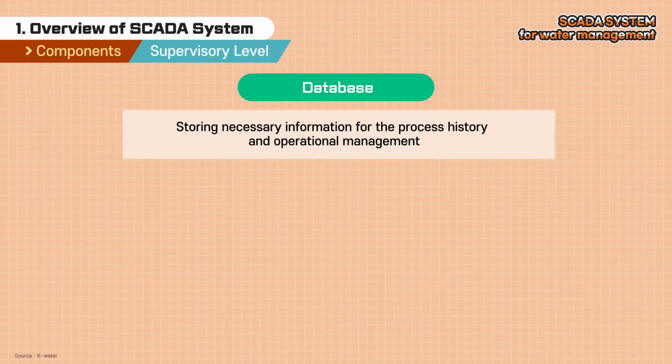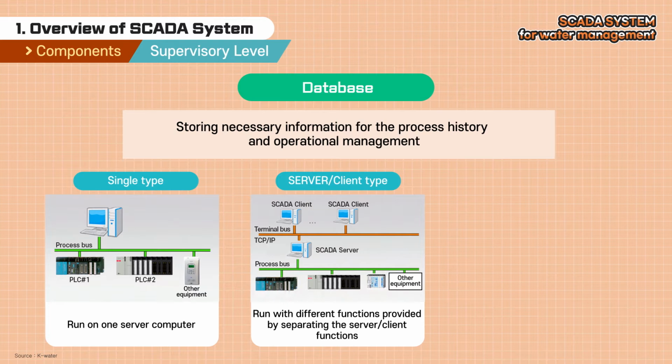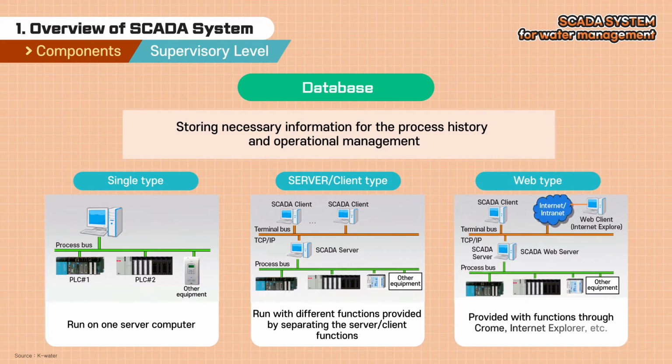The types of database are divided into single type, server-client type, and web type. The single type is run on one server computer, and the server-client type is run with different functions provided by separating the server and client functions. In addition, the web type is provided with functions through Chrome or Internet Explorer, not a closed network.